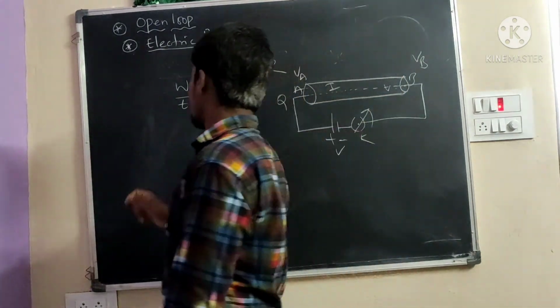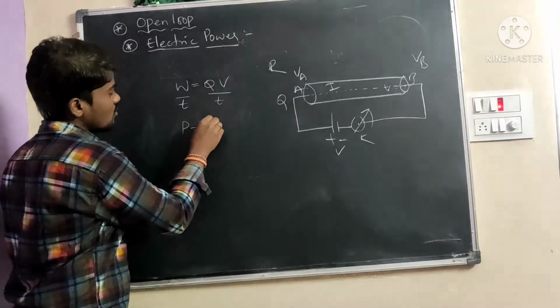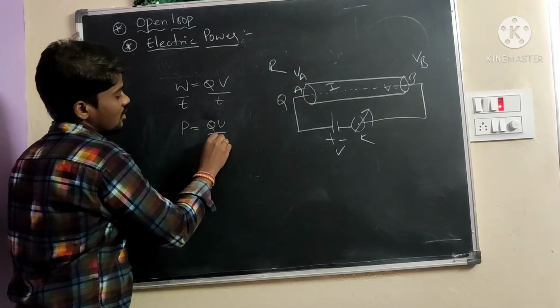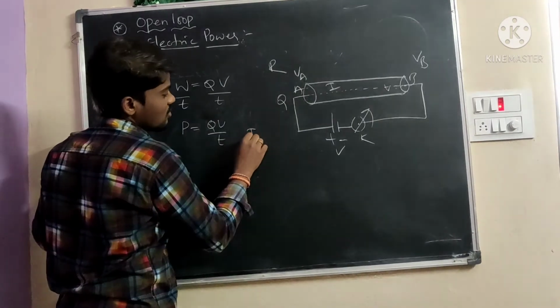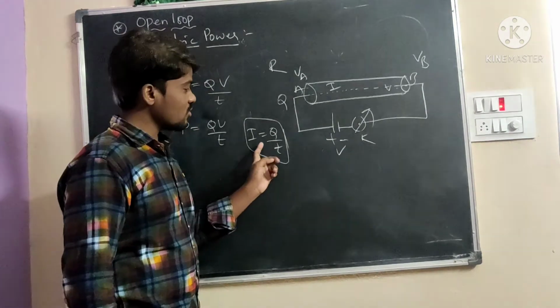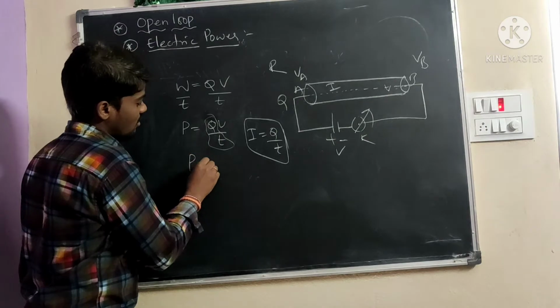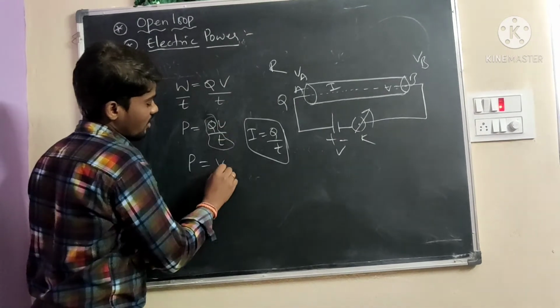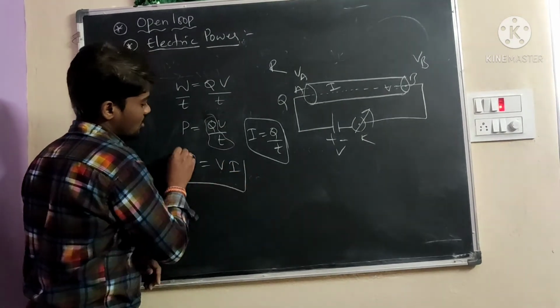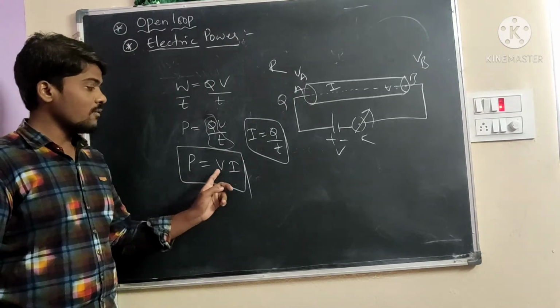Here also it is similar. W by T is equal to P. P is equal to QV by T. According to electric current, I is equal to Q by T. Q by T means I, and V is the same. This is your electric power. P is equal to VI.